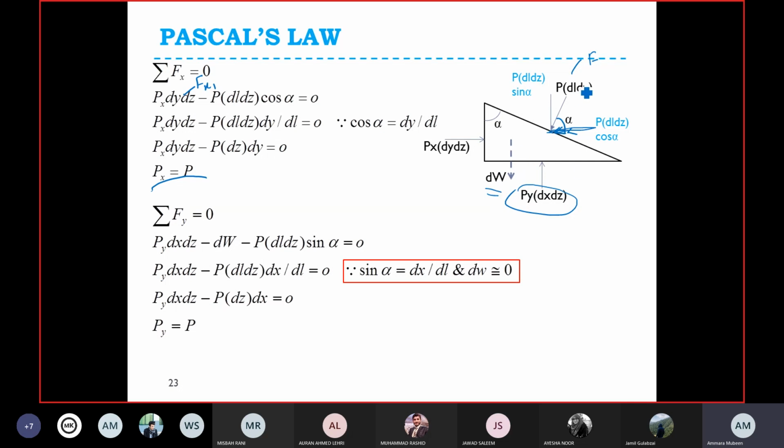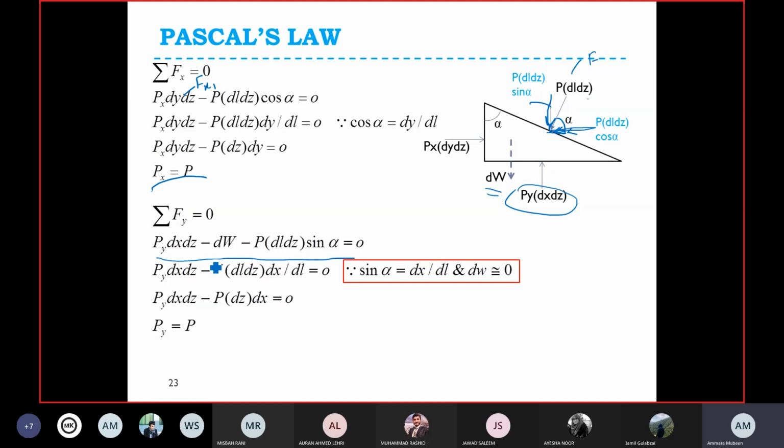So these are the two forces along the y-axis. The third force would be the component of this force along the y-axis, and this component would be P dL dz sine alpha. This is the y component, and it would be written here. Just adding all the forces along the y-axis, you'll get this equation.